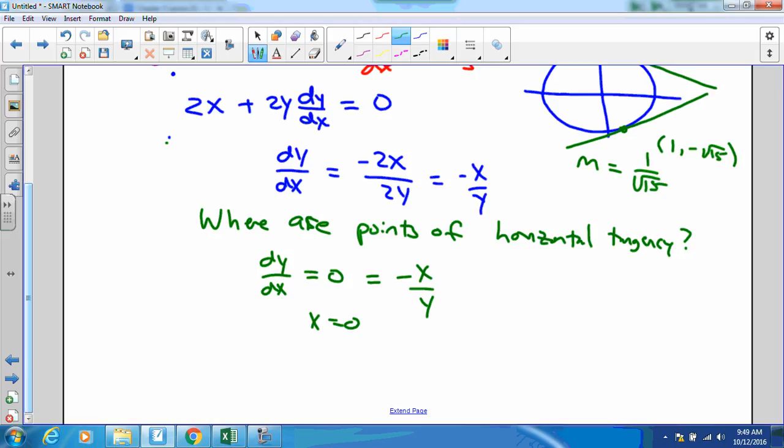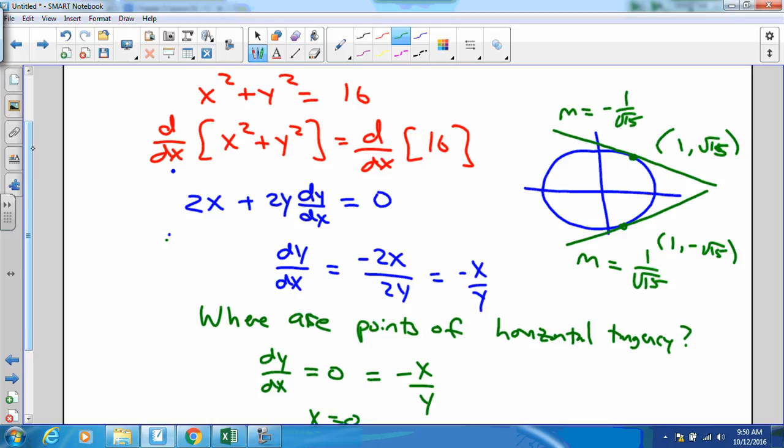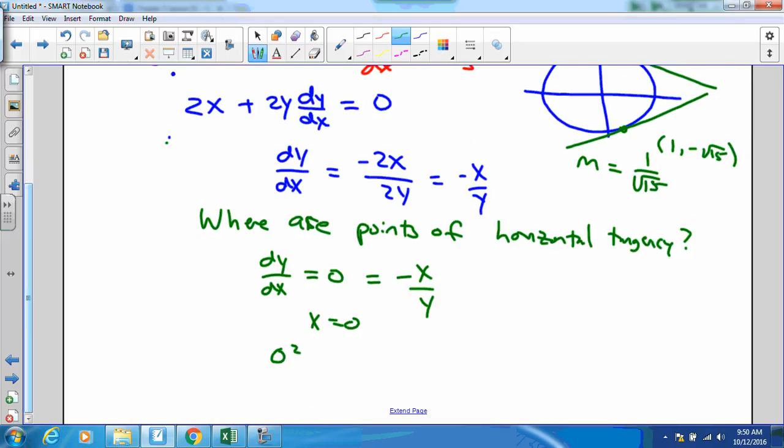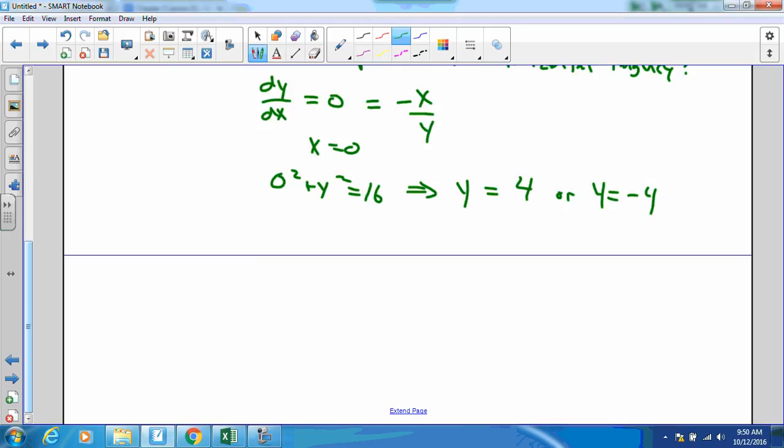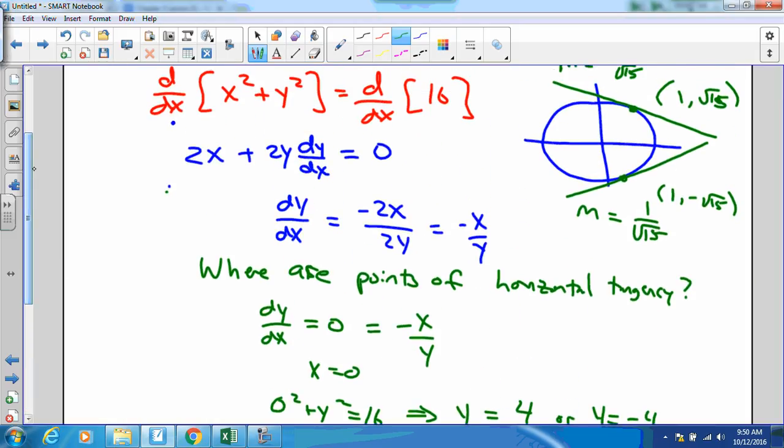y does not. I need points, and my points have a y coordinate. So I need to come back and identify all of the points that we're talking about by substituting into the original equation here. Let's do that. 0 squared plus y squared equals 16. Avoid the new mistake, and get two solutions, not one. y equals 4 or y equals negative 4. And so this now gives me the two answers to my question, (0, 4) and (0, negative 4), as the two points of horizontal tangency.